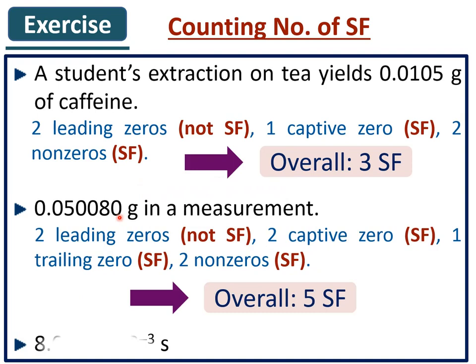How about this number? How many significant figures do we have? Ignore this, actually. You should not pay any attention to the exponent here. How many significant figures? 4 significant. We have 4, right? We have 4 significant figures.